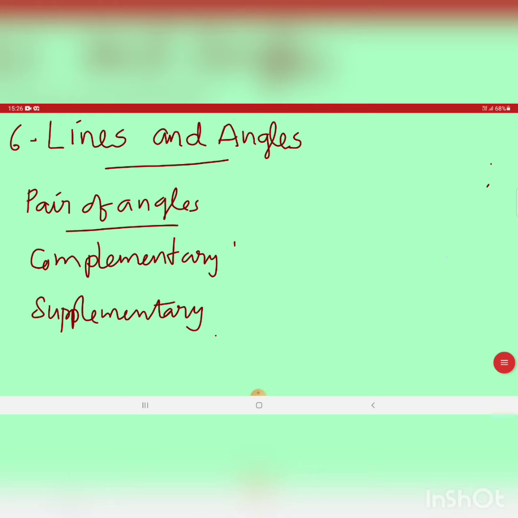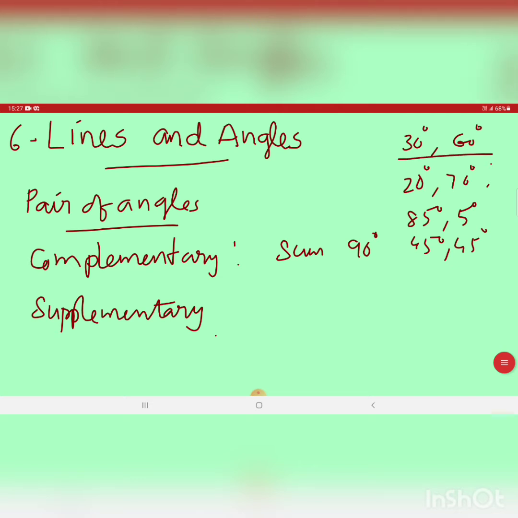Complementary pair of angles means two angles whose sum is 90 degrees. We can write examples. See, 30 degrees, 60 degrees; 20 degrees, 70 degrees; 85 degrees, 5 degrees, etc. Then 45 degrees, 45 degrees. Such pairs of angles are known as complementary pairs.